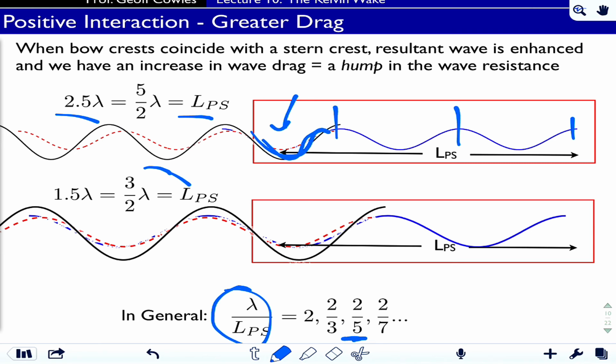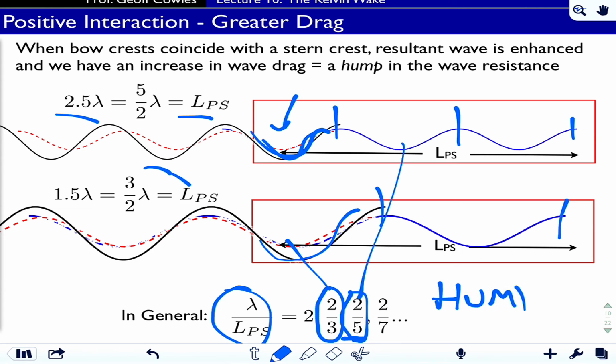And then in the bottom, we have the same situation, except we have one wavelength and then a half wavelength, but it's still trough to trough. And that's the situation. We have 1.5 lambdas along LPS, therefore lambda is 2/3 LPS. So you have this scenario here. So we've looked at this upper one, and this one. Both of those are humps or peaks in the wave resistance curve.